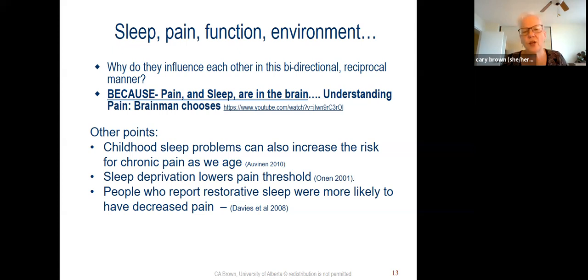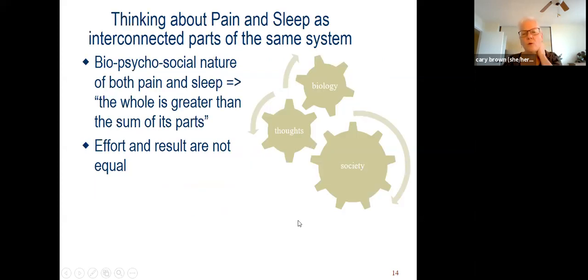There's other reasons for childhood sleep problems. I'm not going to go into it here, but people bring that with them through life. It doesn't just disappear. Sometimes it's a phase a child's going through with bad sleep, but more and more it's becoming a chronic habit, a chronic problem for them. Sleep deficiency, I said, lowers the pain threshold, and people who report restorative sleep are more likely to have decreased pain. So that's some of the evidence background there. But the thing I think we really need to keep in mind is that whole thing about children, and it's something we need to really keep an eye on.